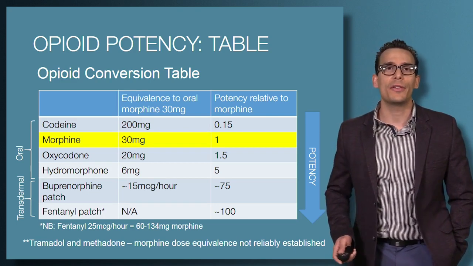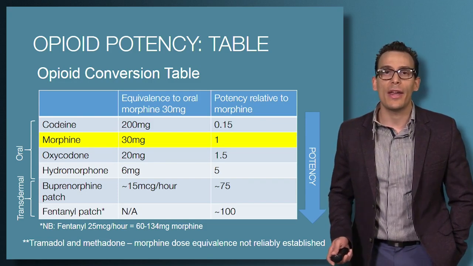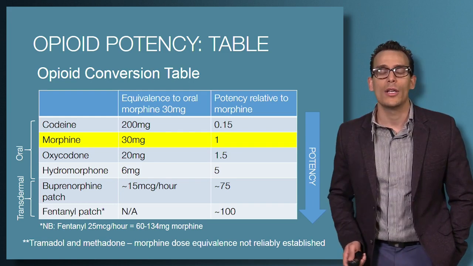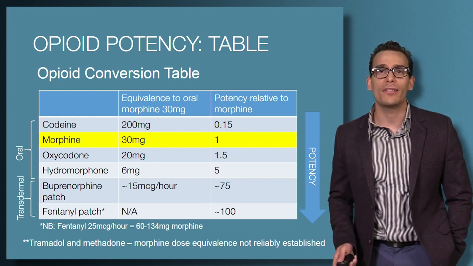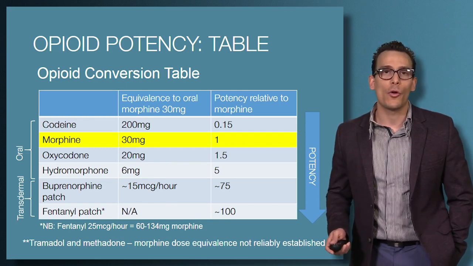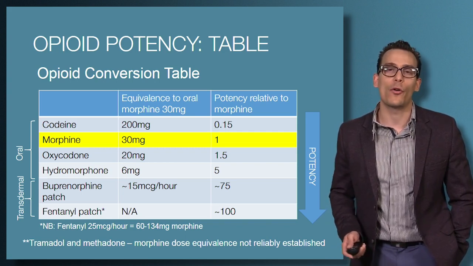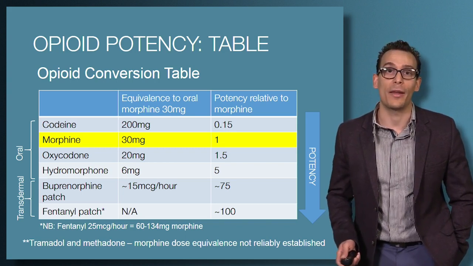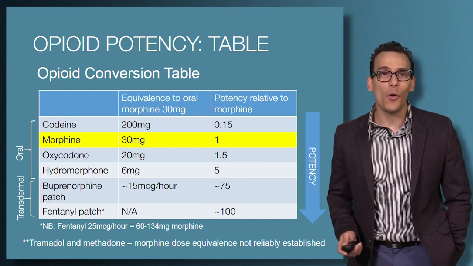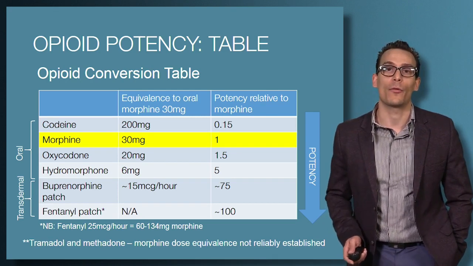So of note is that this is just one variation of an opioid conversion table. Across your studies you may come across other versions of opioid conversion tables where the potencies are slightly different, and the reason for that is that different studies have shown slightly different opioid potencies. The potencies that have been chosen for this particular table are those that are widely used in the conversion of opioids for the treatment of chronic non-cancer pain. If we look at the last line of the slide, we can see that some opioids, such as tramadol and methadone, don't have reliably established morphine dose equivalents.